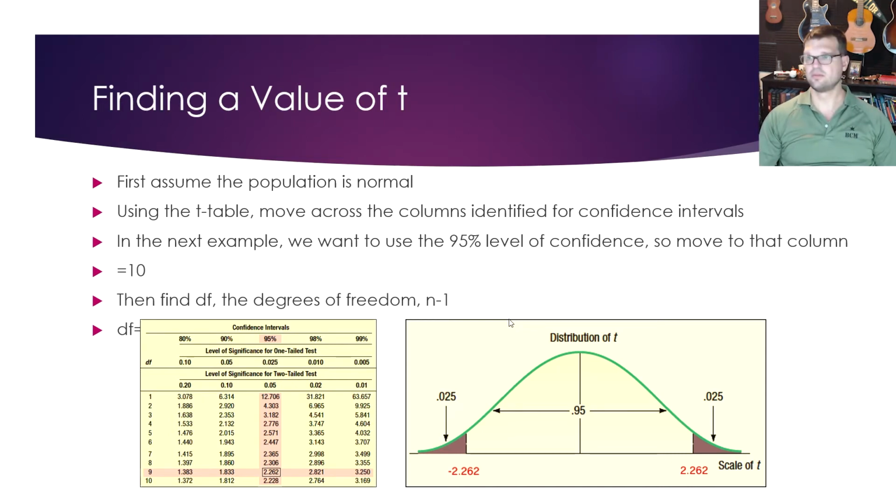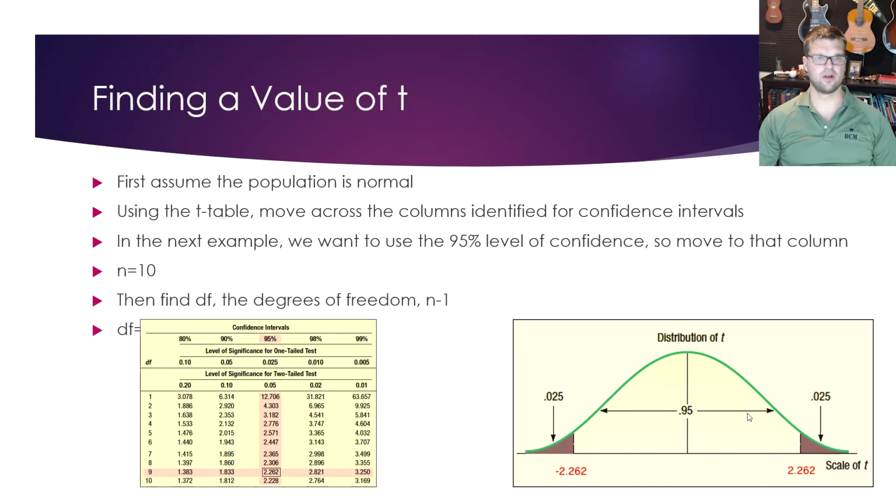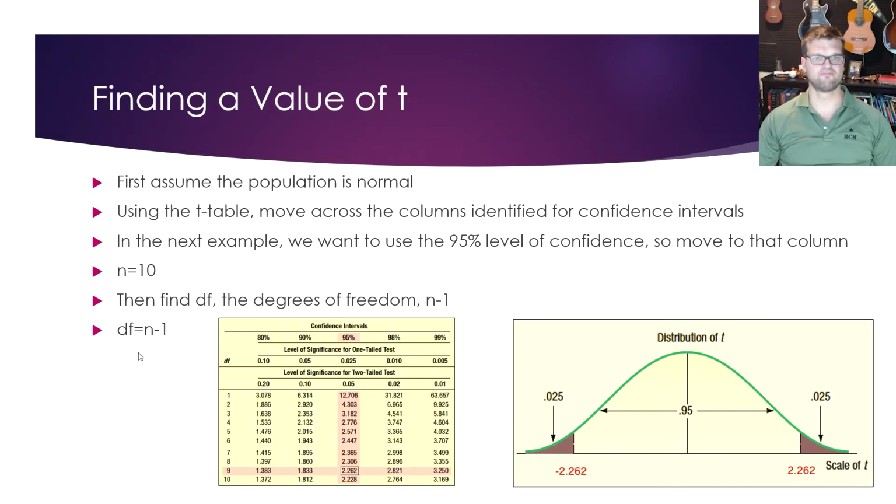N equals 10. Let's see here. And then degrees of freedom is n minus 1, okay? So that is 9, n minus 1. So 10 minus 1 is 9. And we find the intersection, so it's going to be 2.262.